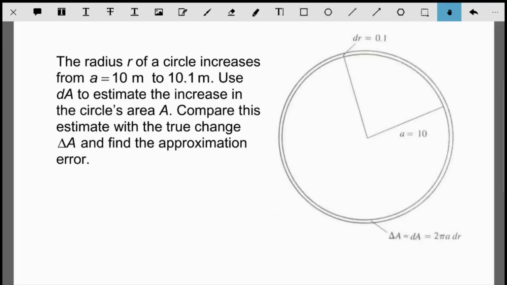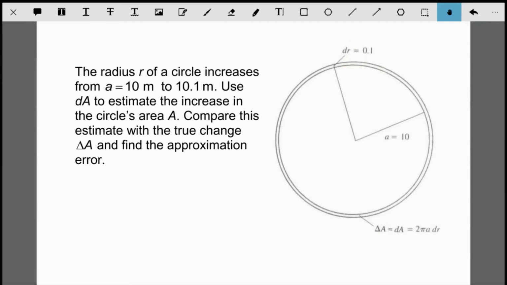All right, so let's take a look at a few examples with differentials. You're going to see some questions in your assignment that deal with error calculations, or they're going to talk about how much error you have in using a differential to approximate the delta value. And I want to make it really clear what they're talking about with this example.